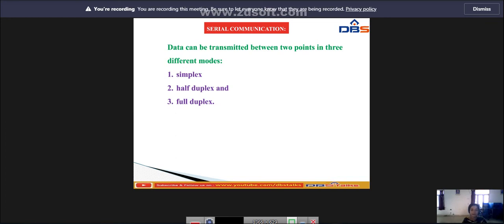Next, in serial communication we have three types. Between two points we have three different modes: simplex, half duplex and full duplex. This serial communication will start in the next video class.